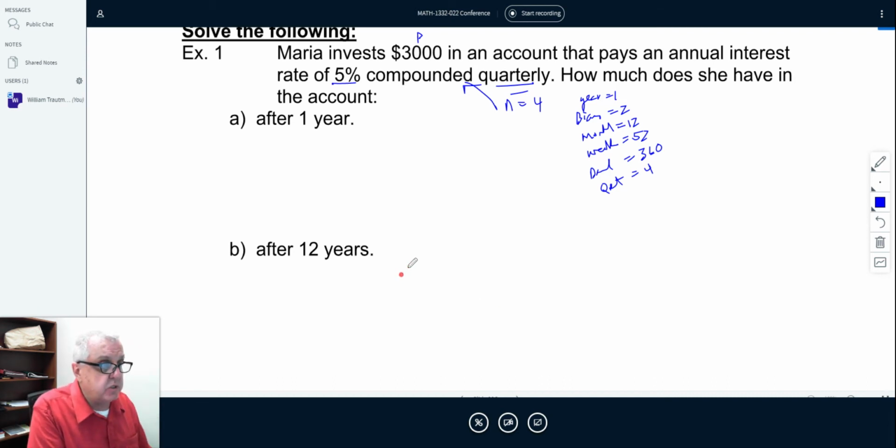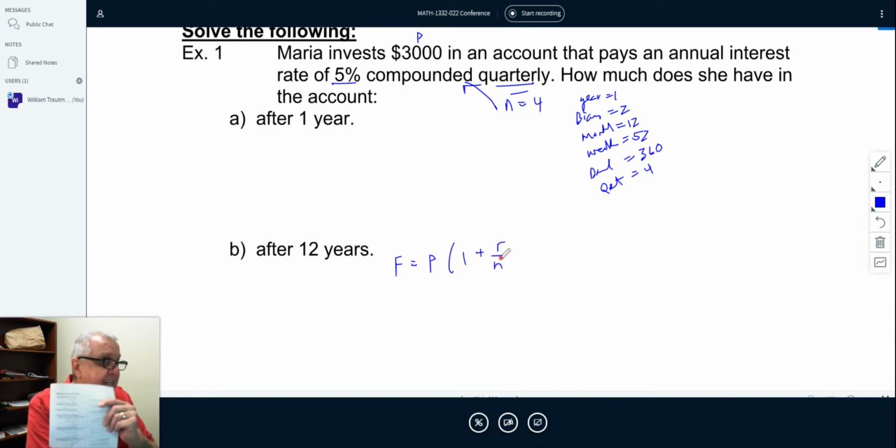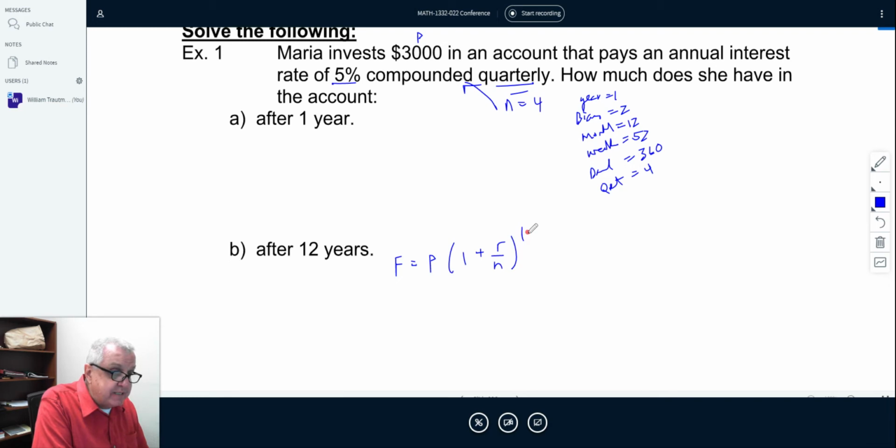Compounded quarterly, how much does it have? So I'm looking for the compound interest formula, and it is future value equals present value times 1 plus the interest rate over N. Now I'm looking at this formula. It says M as in Mike, but in all formulas, it's supposed to be N. So I'm using N, and then raise it to a power. I always put my powers in parentheses. It's N times T.